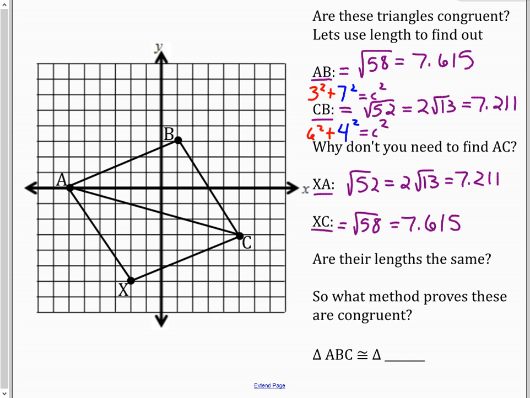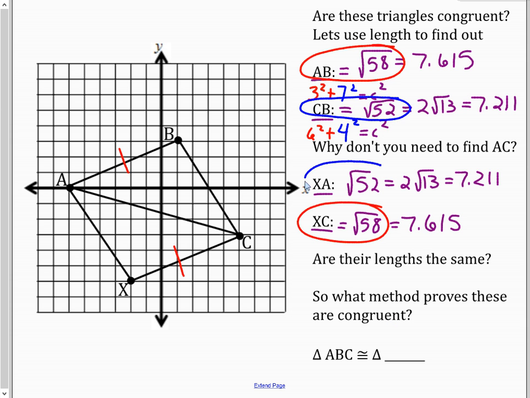So again, I'm going to mark my diagram. AB is the square root of 58, and that is the same as XC. So AB, I'm going to put a single slash on, and XC, I'm going to put a single slash on. Then I'm going to do the same with the other 2. I have CB is the square root of 52, and XA is the square root of 52. So I'm going to mark CB with 2 slashes and XA with 2 slashes. So are these lengths the same? And the answer to that is yes, they are.